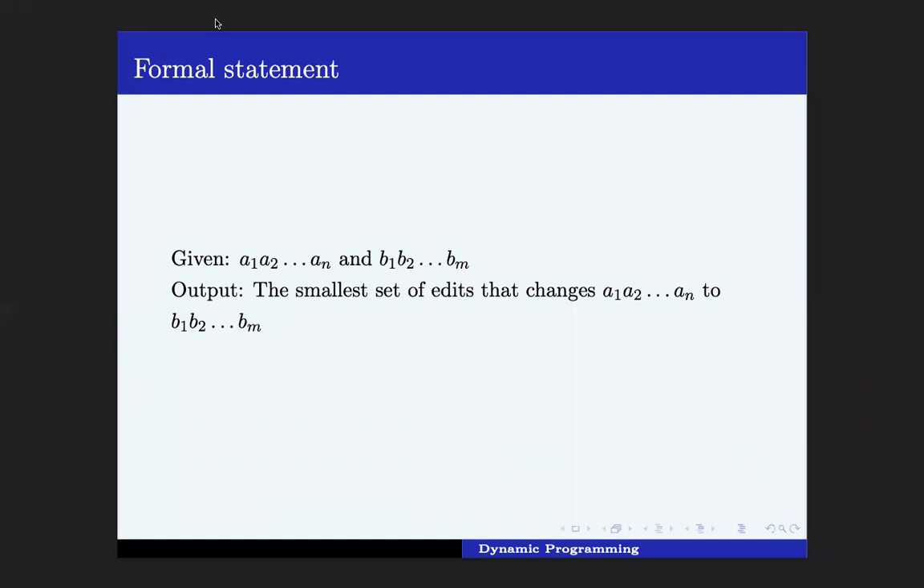So we have to find the minimum edits. You have to give me an algorithm, right? I'm not saying that give me an efficient algorithm or something. Everybody has to give me some algorithm for now.